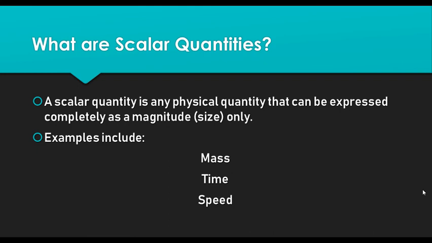So for example, let's say we have a 10 kilogram mass. Because mass is a scalar quantity, this magnitude actually tells us all the information we need to know about this physical quantity. That is why we say that a scalar quantity can be expressed as a magnitude only, and it is completely expressed by just its magnitude. And again, some examples: mass, time, and speed.